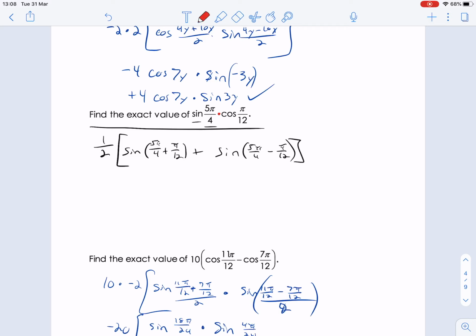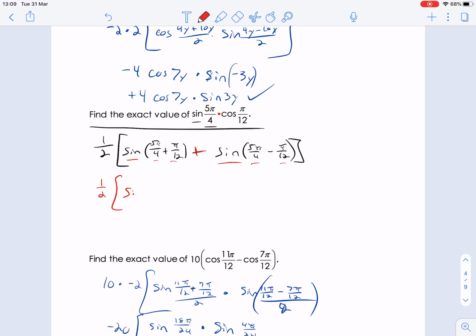So we are going from product to sum, and this is how you would set it up. We would do 1/2, sine, sine, and then we would add the two angles and then subtract an angle from the other. So let's simplify this. This is where I made a dum-dum error.